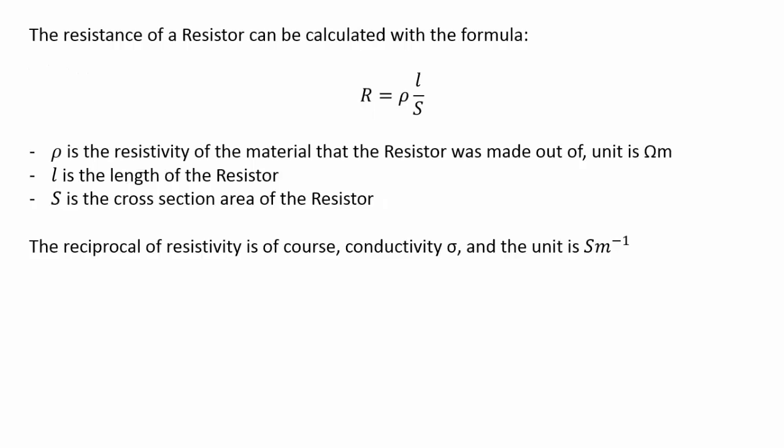The resistance of a resistor can be calculated with the formula R equals ρ times L divided by S. ρ is the resistivity of the material that the resistor was made out of. Unit is ohm meter. L is the length of the resistor, and S is the cross-section area of the resistor. The reciprocal of resistivity is of course conductivity sigma, and the unit is Siemens meter to the -1.